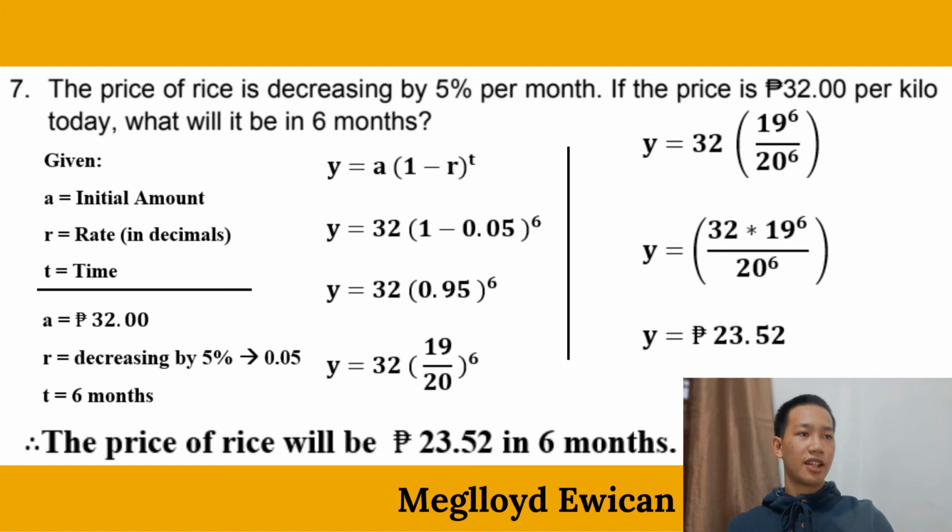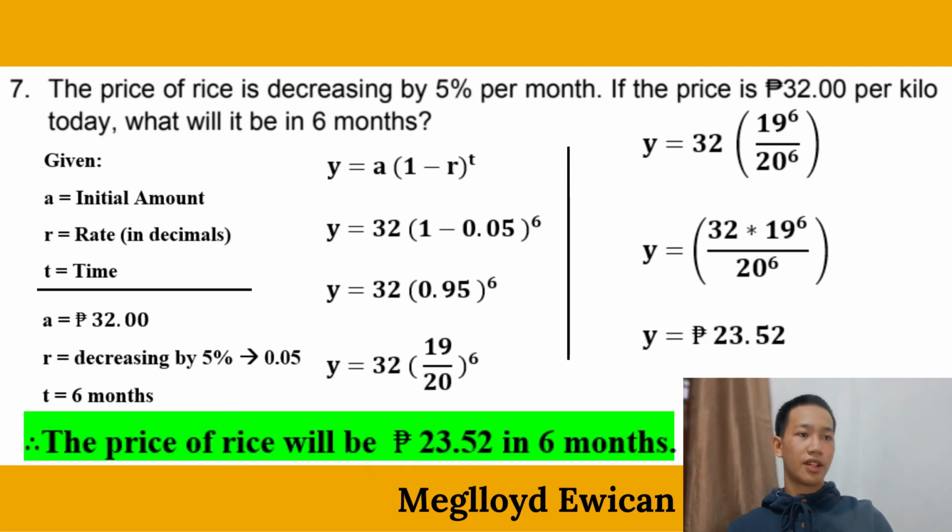First, let's identify the exponential decay formula, then substitute our given values. Second, let's find the difference of the values inside the parentheses and convert the decimal into a fraction. Third, we apply the power of a fraction rule according to the laws of exponent. In order for us to raise a fraction to a power, we need to raise the numerator and denominator to that power. Lastly, we need to calculate the product to get the final answer. Therefore, the price of rice will be 23 pesos and 52 centavos in 6 months.